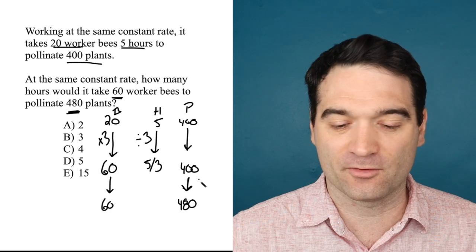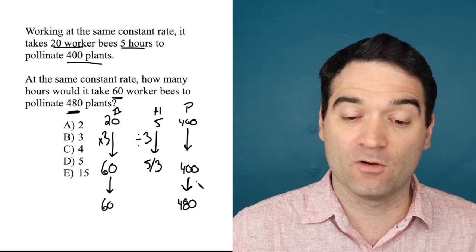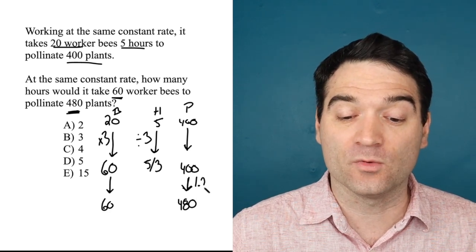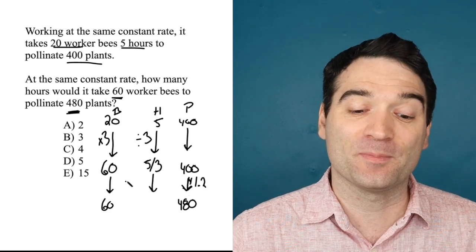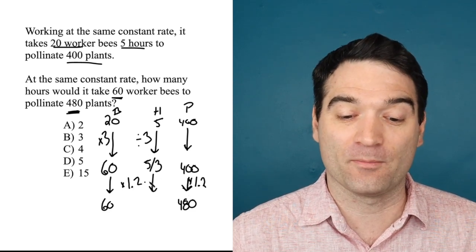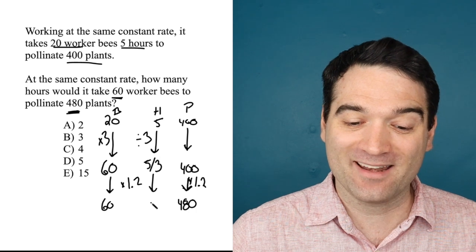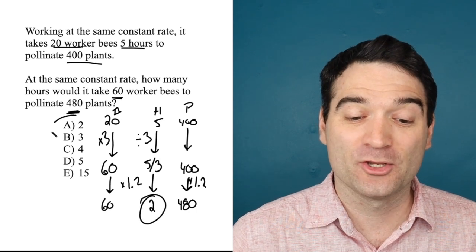I can use my calculator for this. 480 divided by 400 is 1.2. So I'm multiplying by a factor of 1.2. And so I need to multiply the time by a factor of 1.2. And when I do that, it comes out to 2 hours.